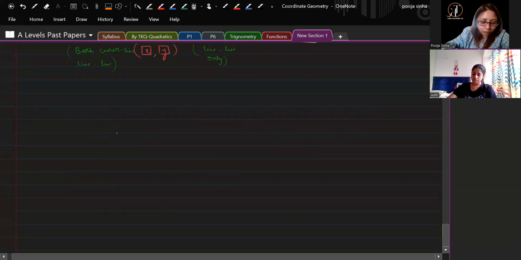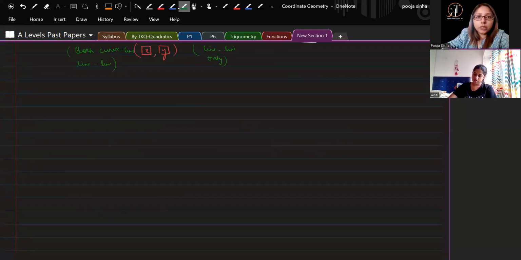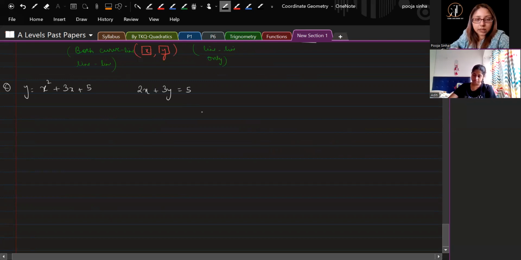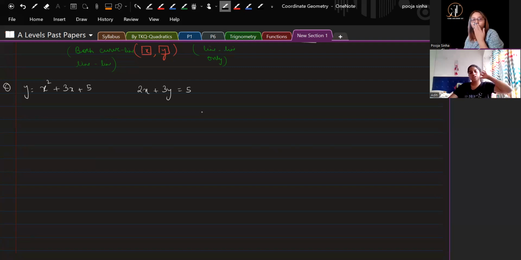Suppose I am asking you, figure out, question दे रही हूँ मैं आपको एक. You have to find out x square plus 3x plus 5. That's a curve. And then how do I know it's a curve? x square, right? It's x square. And 2x plus 3y is equal to 5. This is a line. You have to tell me the intersection point of these two. क्या करें? You want what again? The intersection, right?